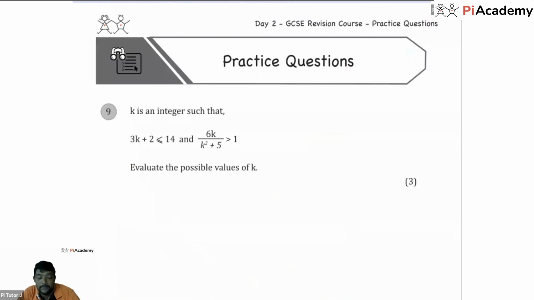Here you go. It is to do with inequality. k is an integer such that 3k plus 2 is less than or equal to 14, and 6k over k squared plus 5 is greater than 1. Evaluate the possible values of k. Go ahead. You can take about 2 minutes for this question.